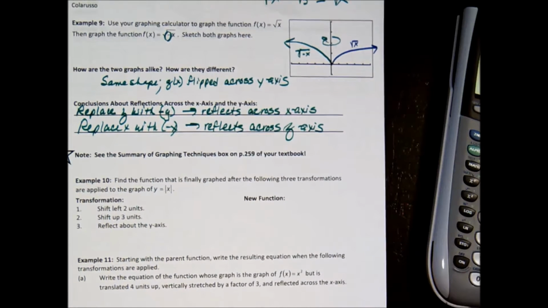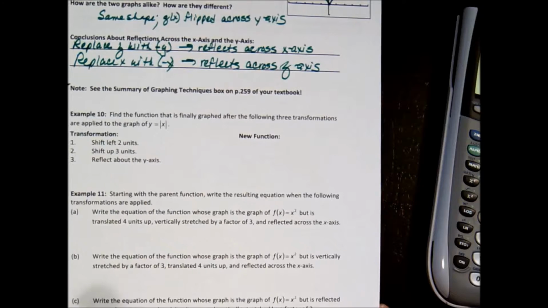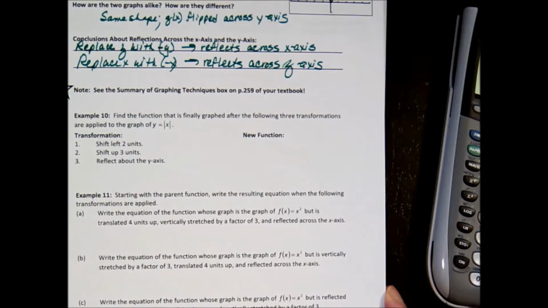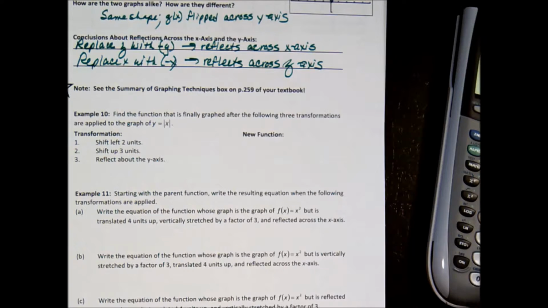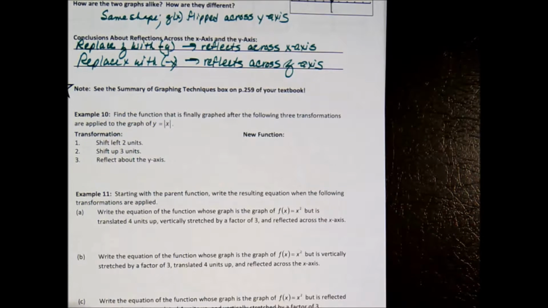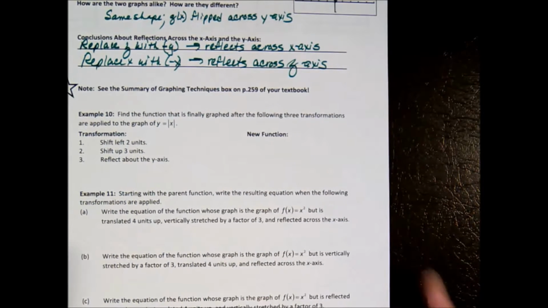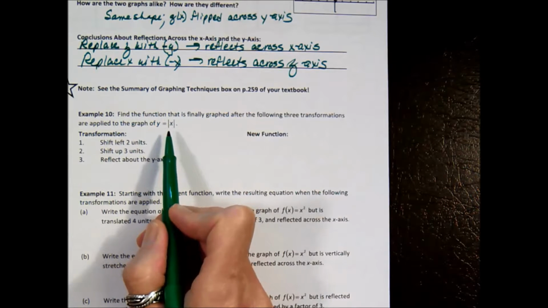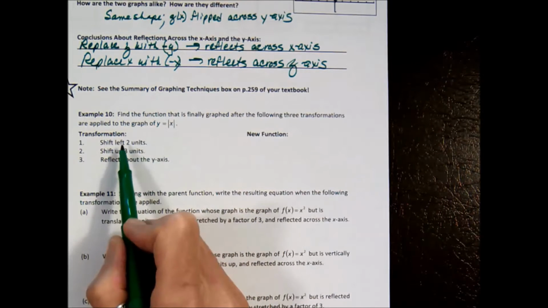If you want to look at a summary of graphing techniques, you can look on page 259 of your textbook. But we're going to look right now at doing some combination transformations. So let's look at example 10. It says find the function that's finally graphed after the following 3 transformations are applied to this function. We're not going to use our graphing calculator. We're actually going to do this one step at a time. So it's kind of a summary.